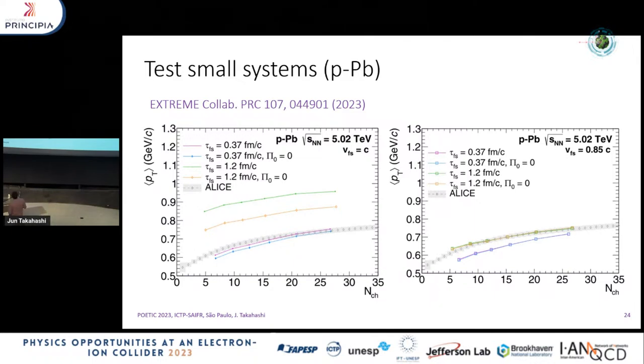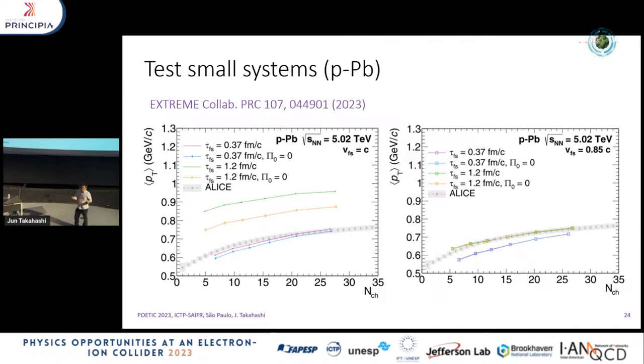Going back to the mean PT, the spectra that I showed you, I already told you that the pre-equilibrium phase makes a difference in the mean PT of the particles, in the shape of the spectra, hence on the average PT of the spectra, right? So what we did now is we went to the smaller system, to proton-lead collisions instead of lead-lead. And again, we see that there is, in this case, a much bigger effect. Remember I told you that in peripheral collisions, the effect was bigger. If you go to smaller systems, the effect is even bigger, right?